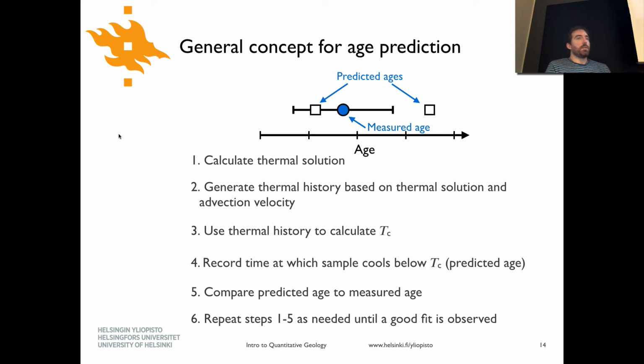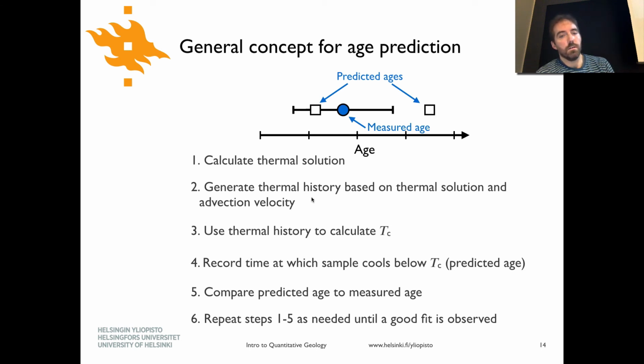So what's going to happen in terms of the age prediction is we're going to calculate temperatures. We're going to use a thermal model for this, and it's already set up in the code to work for you. And with the thermal model, we're going to then calculate this temperature history. So we're going to have an advection velocity, and we're going to calculate what is the temperature at these different depths and record that.